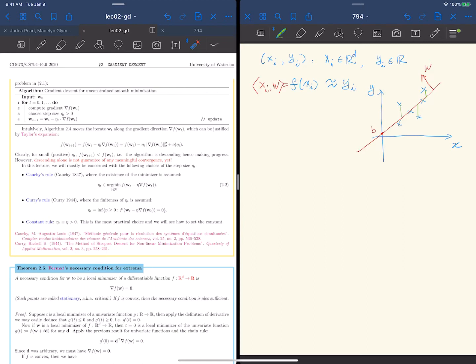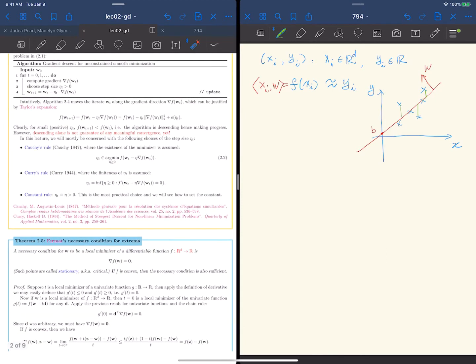And last but not least, the constant rule. So you just put the step size to be a constant. And this is actually the most used one in practice. And we're going to see how we can set this constant in a minute. Okay, so that's it. This is our first algorithm, the gradient descent algorithm. And we're going to analyze this algorithm a little bit. And in particular, we're going to focus on the constant rule.